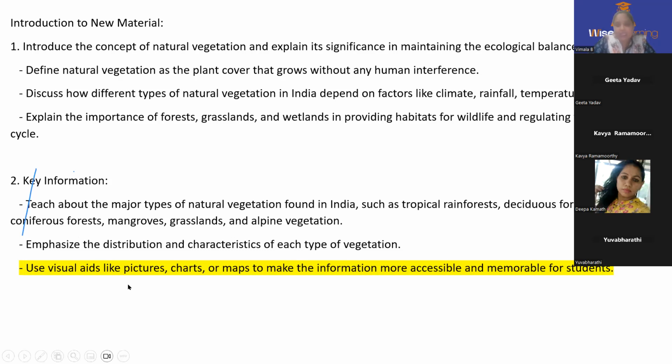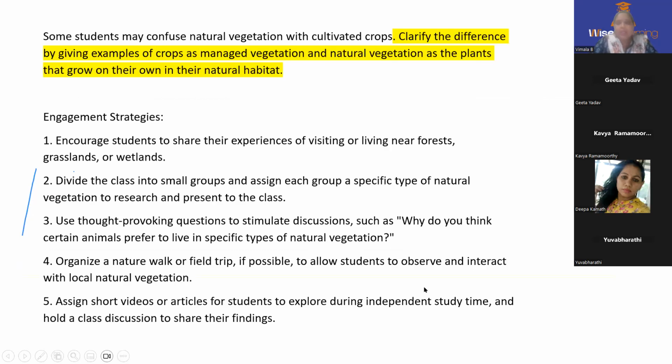Some teaching aids and strategies I'm using are pictures, charts, maps, and many more. At the end of the session, I need to identify students who have not understood the difference between managed vegetation and natural vegetation, that is, human-made vegetation and natural vegetation. For this, I can use a clear Venn diagram, a concept I can tell them that is used for differences and common points.